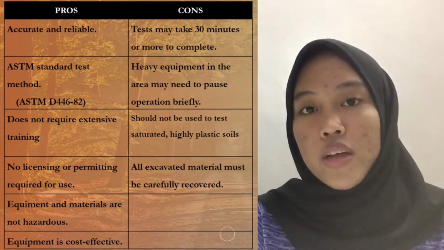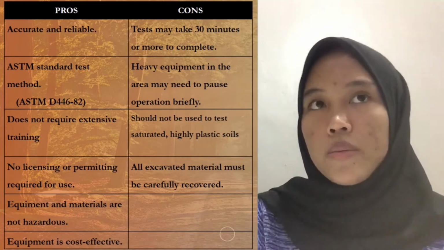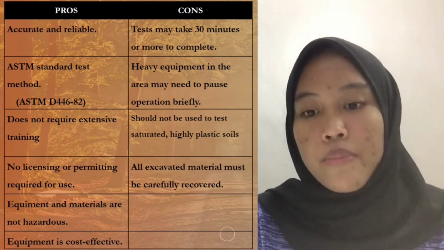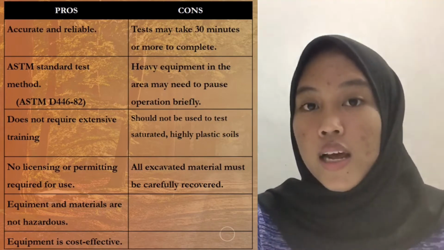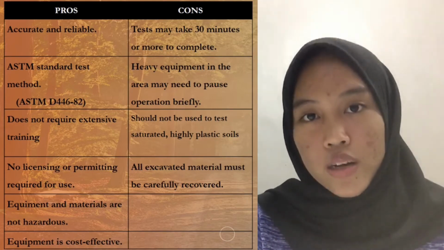And the cons of the sand replacement method for compaction testing are: first, the test may take 30 minutes or more to complete; second, heavy equipment in the area may need to pause operation briefly; and lastly, all excavated material must be carefully recovered.